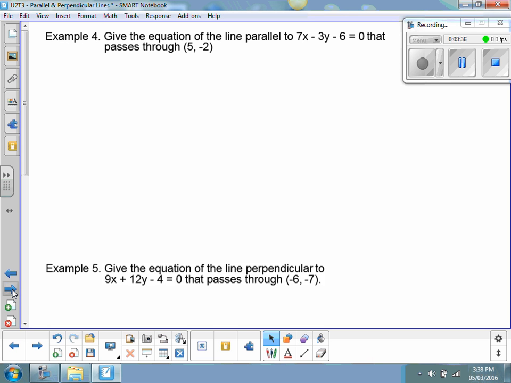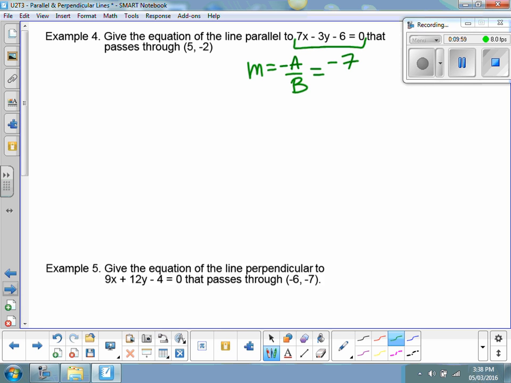So example 4 here, we want to give the equation of a line parallel to that line that passes through 5, negative 2. So let's start with the slope, and let's use that shortcut. So the slope is minus a over b. We need to know the slope of this line to start with. So minus A over B means that the slope of that line is 7 over 3. Because it's parallel, we're going to use that same slope. So our slope is 7 over 3.